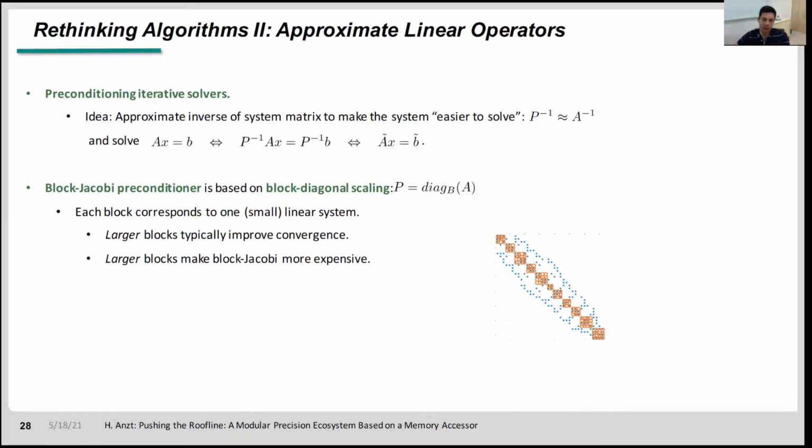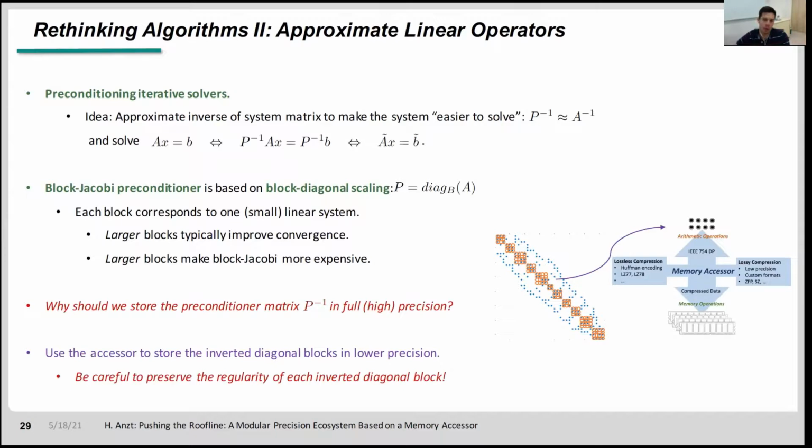Now, if we stand here and figure out, okay, in most cases, this block Jacobi preconditioner is just a rough approximation, why should I use high precision for storing that preconditioner? So why can I not say, okay, I cast that preconditioner to lower precision, and I probably still have the same accuracy of the preconditioner, but I can access it much, much faster. And this is exactly what we are doing. So we are taking these diagonal blocks and storing them in lower precision.